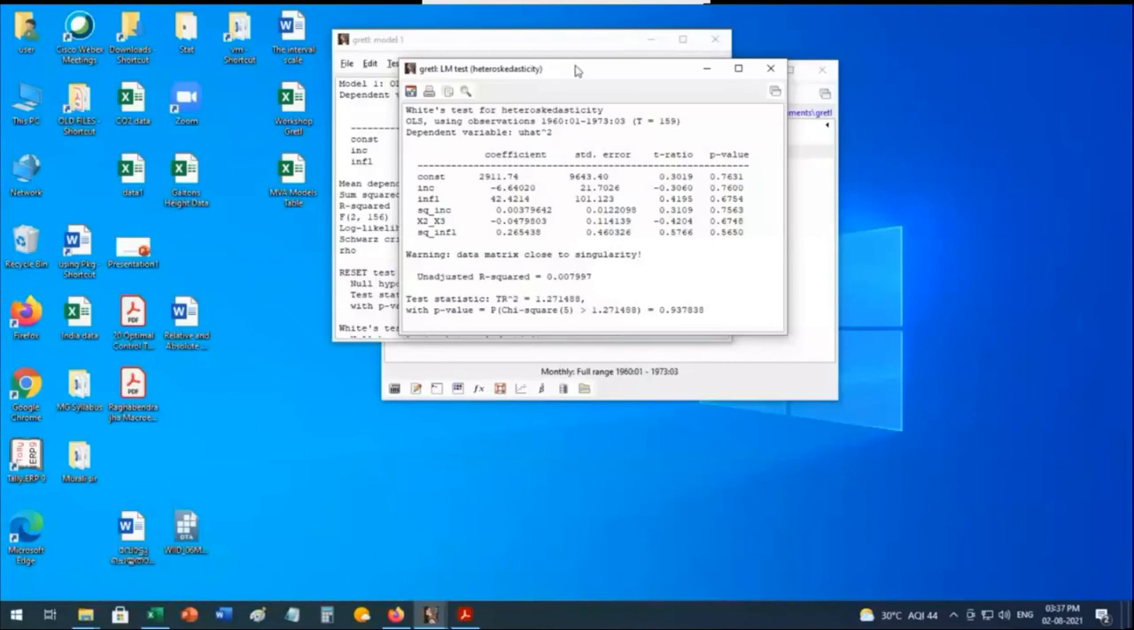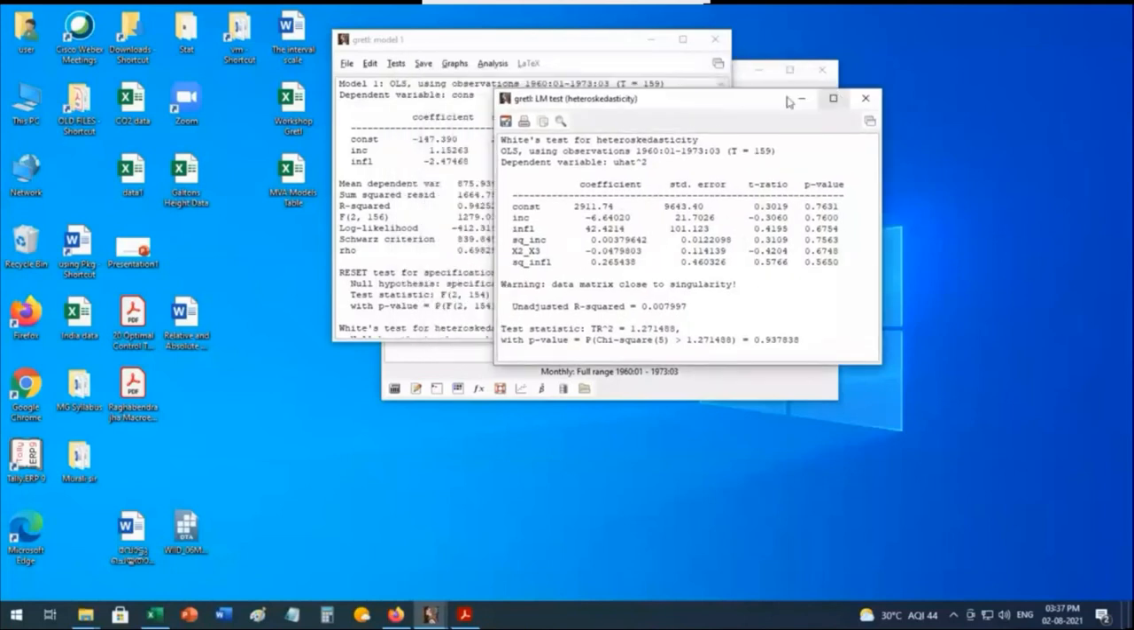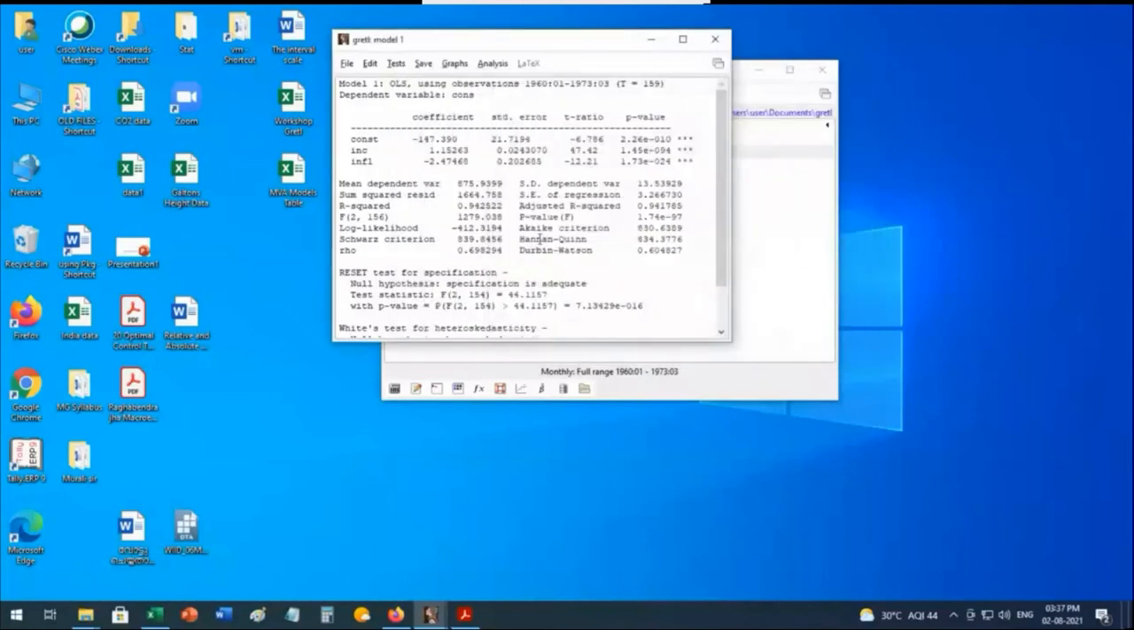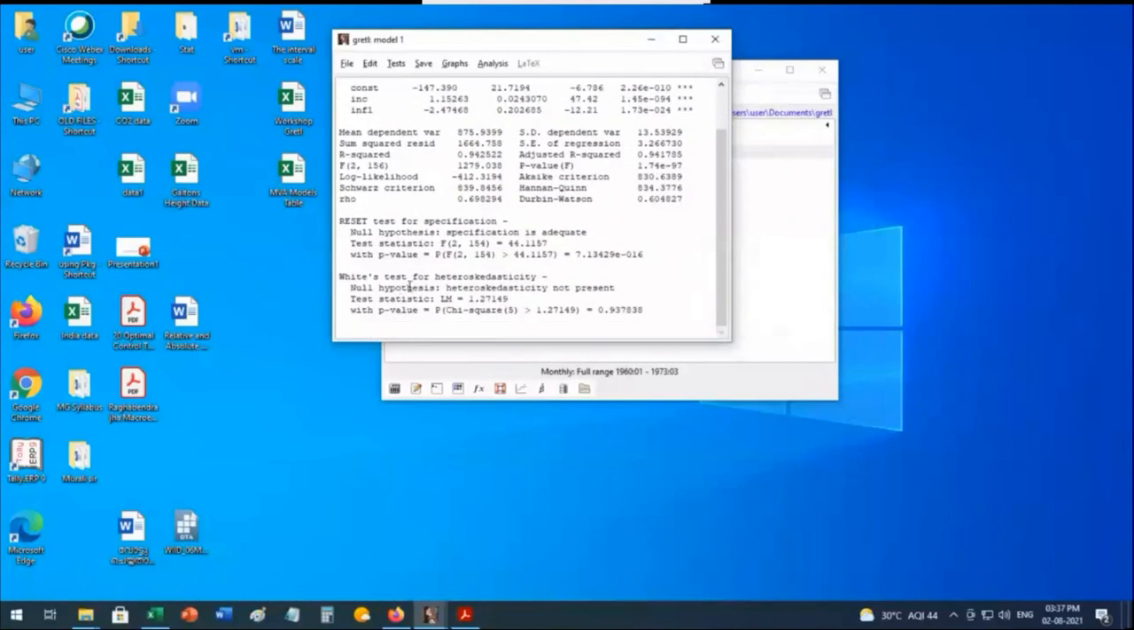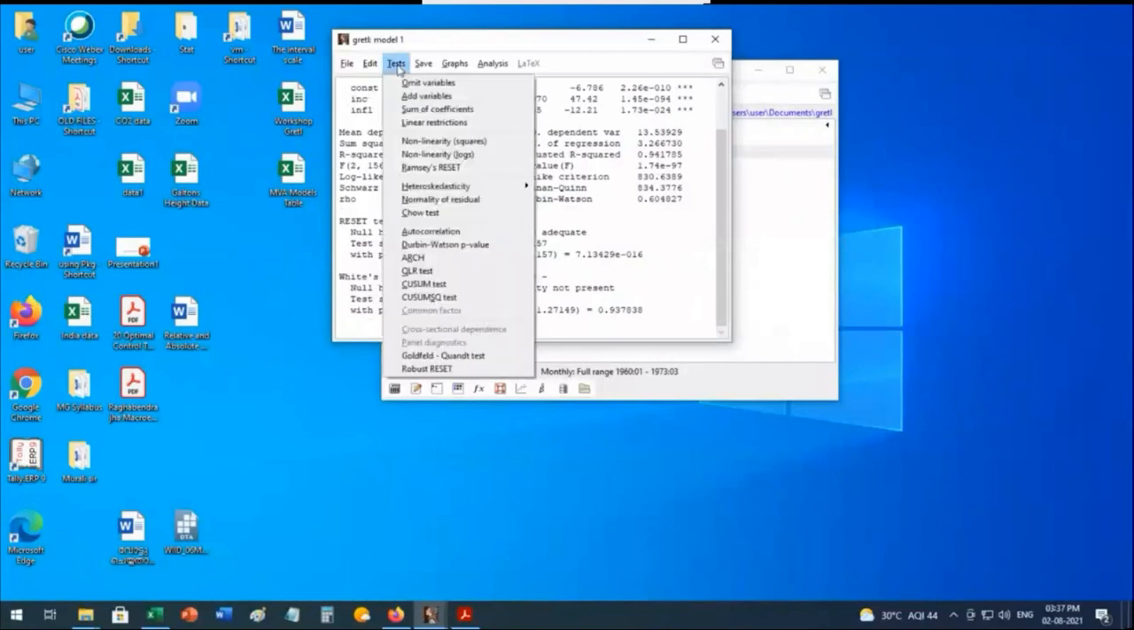This result also is reported below the regression result here. White's test for heteroskedasticity with the null hypothesis, heteroskedasticity not present. The p-value is 0.94. Therefore, we do not reject the null hypothesis. There is no heteroskedasticity. We go to the test again. This time, normality of residual. Click this one.